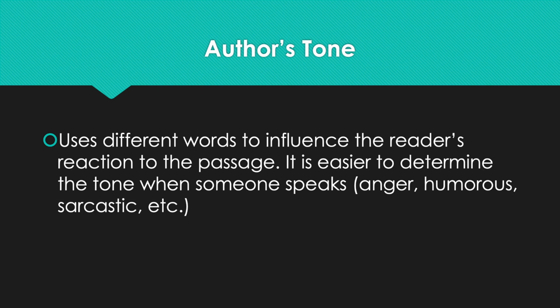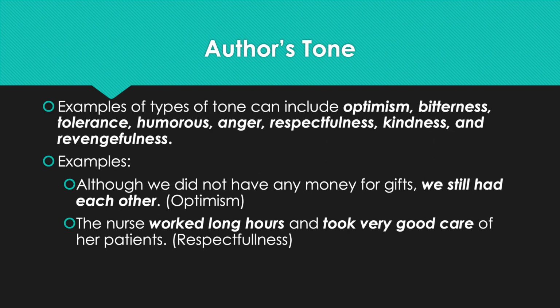It is easier to determine the tone when someone speaks. So when someone is speaking directly to you, most people can determine if they're angry or if they're trying to be funny or sarcastic. You can tell when someone's speaking if they're really sad. It's harder, though, to detect that tone when you're reading something. Examples of the different types of tone can include optimism, bitterness, tolerance, humorous, anger, respectfulness, kindness, and revengefulness.